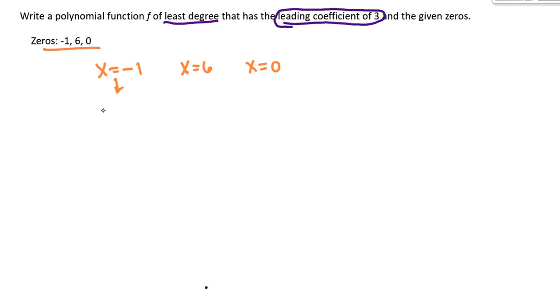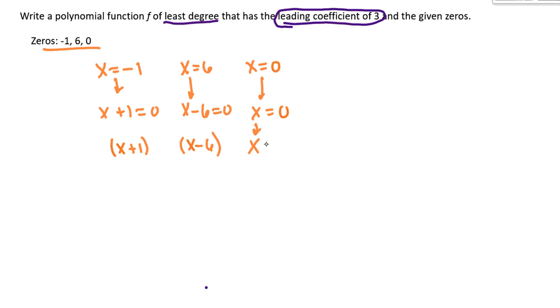Okay, this one had to come from x plus 1 equals 0, because I subtracted 1 to get to the other side. That leaves this factor. This one is x minus 6 equals 0. So I have this factor. And this guy, it's already equal to 0. When you get this as one of your equations to solve, you don't do anything. So this factor is just x.